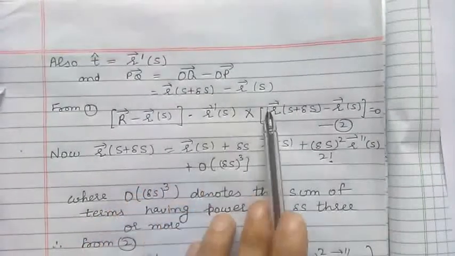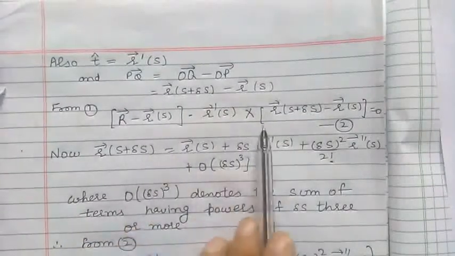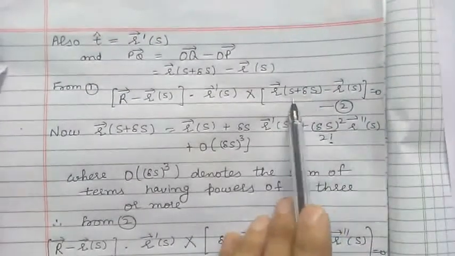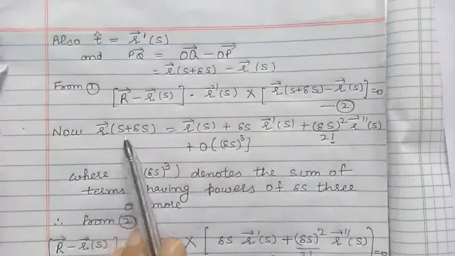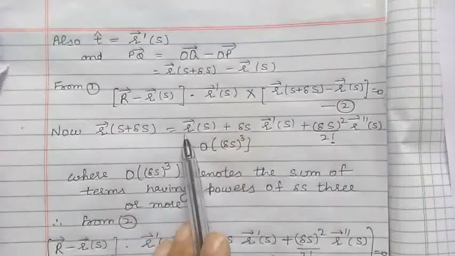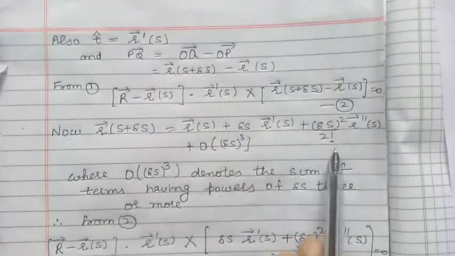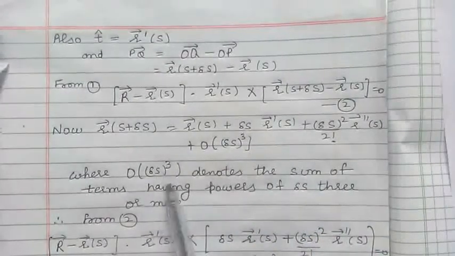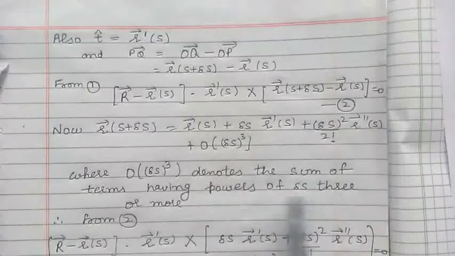Now substituting the values of all these in equation 1, we get the equation: the scalar triple product of the three vectors is equal to 0. Now we find the value of this expression by using Taylor's theorem. By Taylor's theorem, the vector R of S plus delta S is equal to vector r plus delta S times vector r dash plus delta S whole square by 2 factorial r double dash, and so on, where this denotes the sum of terms having powers of delta S 3 or more.